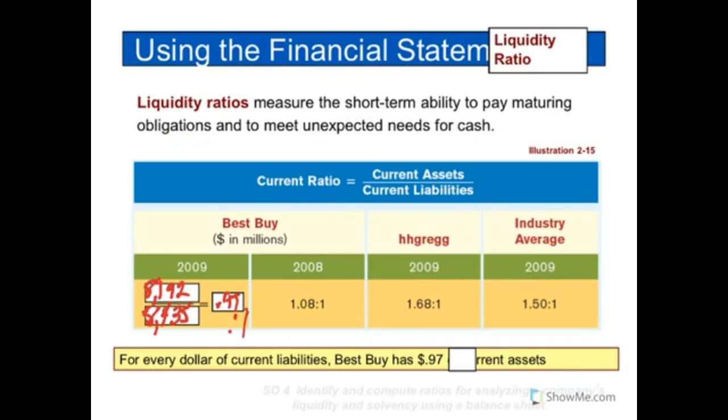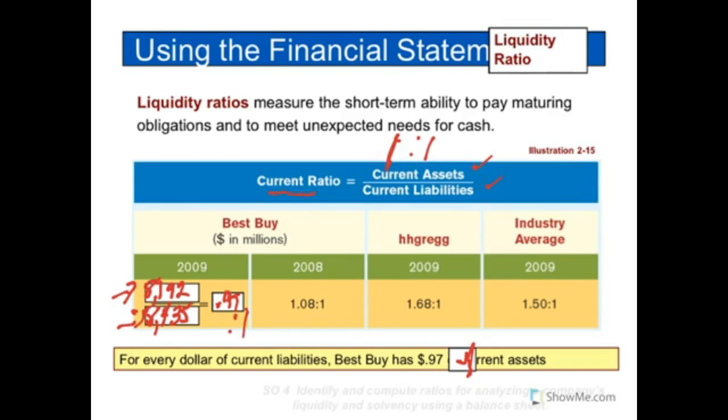So for liquidity ratios, we look at working capital, and we also look at what's called the current ratio, and that's simply the relationship of current assets over current liabilities. If the current assets equal the current liabilities, the ratio would be 1 to 1. Well, in this case, the current assets are 8,192, current liabilities 8,435. That's 0.97 to 1. And so for every dollar of current liability, Best Buy has 97 cents of current assets in order to pay.